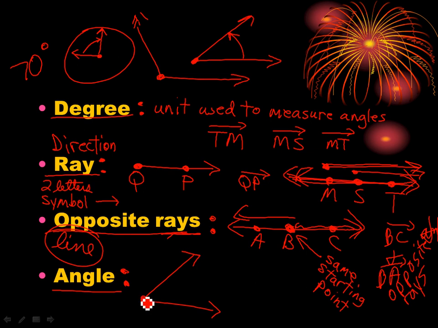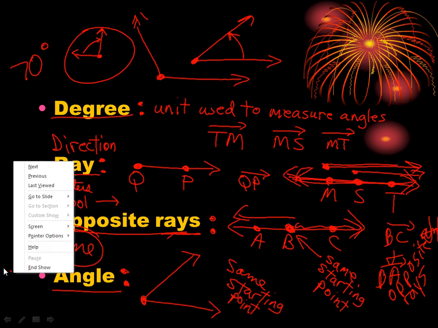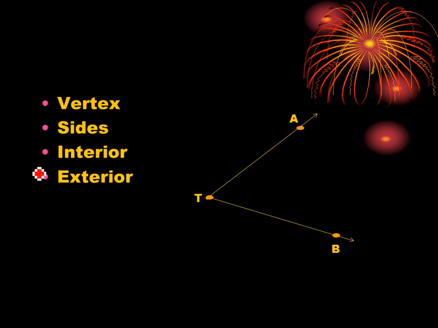What do you still have in that picture? Two rays. Those two rays again have the same starting point, but do they go out in opposite directions? Not necessarily. Same starting point, but they don't have to go out in opposite directions. They can go out in two different directions. All right, write these down.